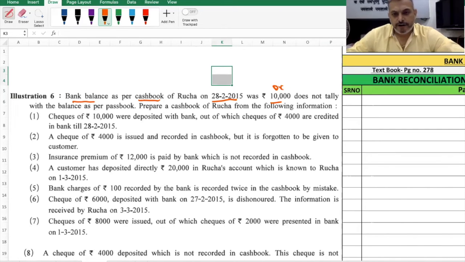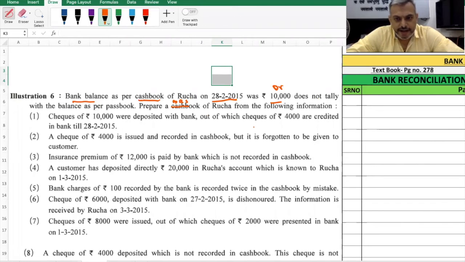Debit does not tally with bank balance as per passbook. Prepare a cash book of Rucha. Oh, I think there is a printing mistake over here. Prepare a BRS, bank reconciliation statement of Rucha from the following information. So correct the printing mistake and let's start.